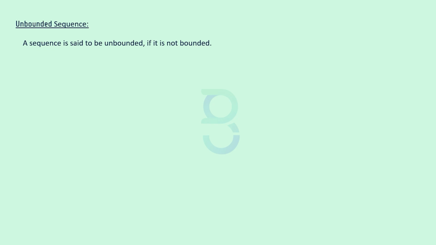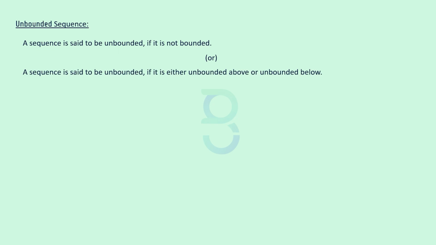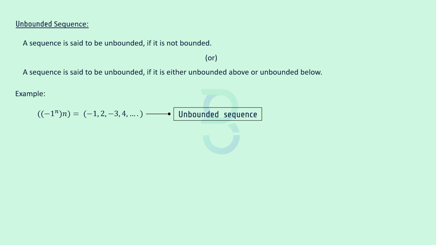Unbounded sequence. A sequence is said to be unbounded if it is not bounded, or a sequence is said to be unbounded if it is either unbounded above or unbounded below. Examples. The sequence (-1)^n times n, defined as -1, 2, -3, 4 and so on, is an unbounded sequence. It has no upper bound and no lower bound.